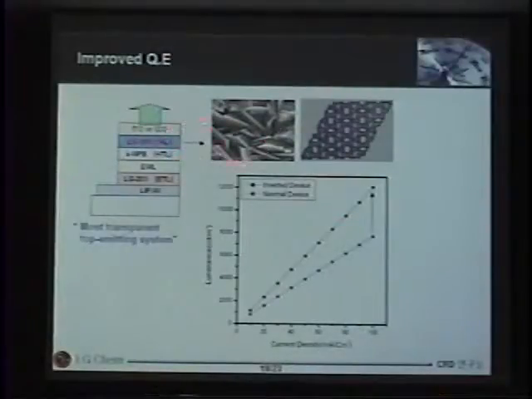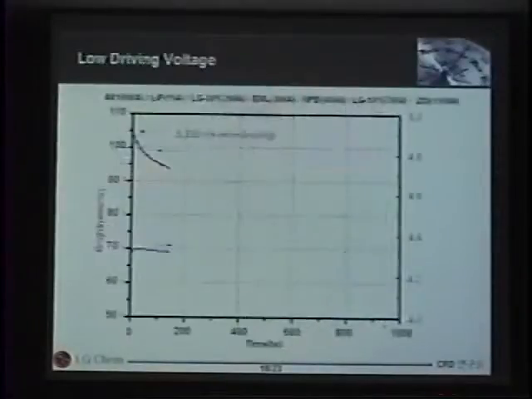The reason is due to the crystallinity of LG101. This is a highly crystalline material, and this crystallinity prevents damage to the organic molecules, especially the hole transporting material and emitting material, from these sputtered targets. Next. And how about the lifetime?